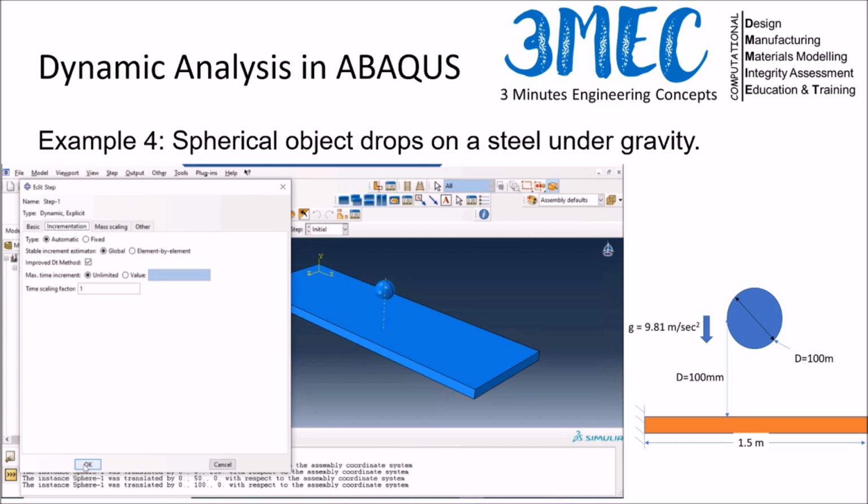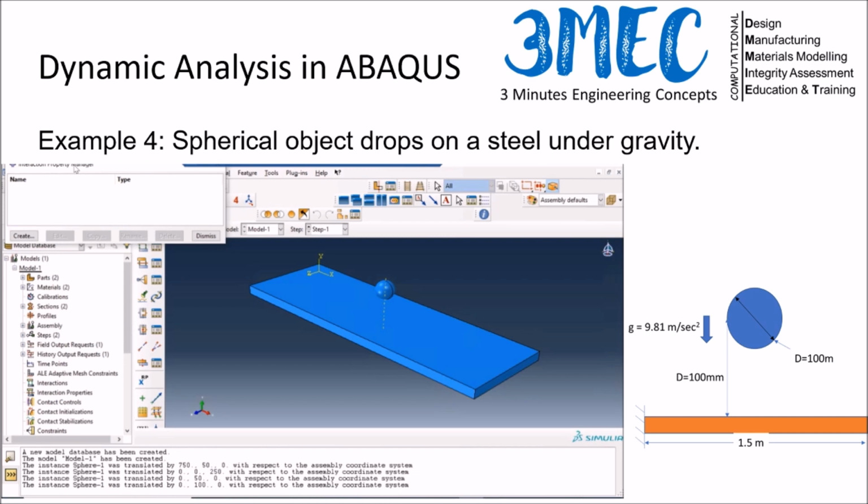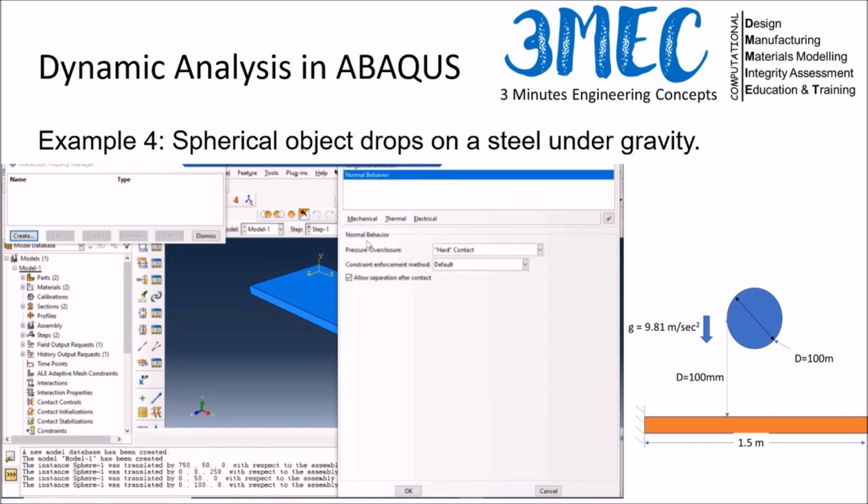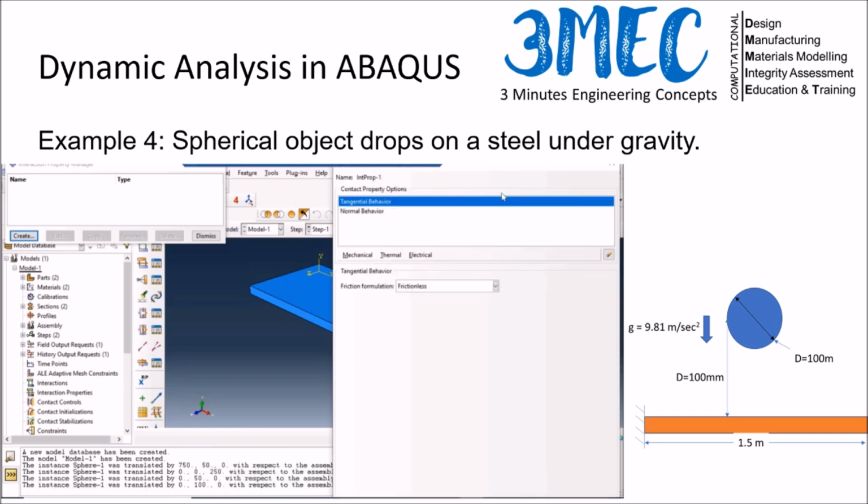Interactions: I have to create interaction properties, which is contact type. So I can basically create interaction properties by going to the manager, select contact, and then I can select the tangential behavior, which is frictionless. I can also specify some friction coefficient between the two surfaces, and for normal I'm using a hard contact formulation, which means that the pressure between the two surfaces will be based on the stiffnesses of the individual contacting objects. Again, you can look into Abaqus documentation for the formulation itself. For the time being, I'm just changing it to a frictionless problem.